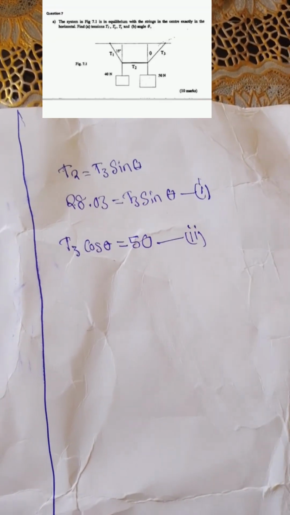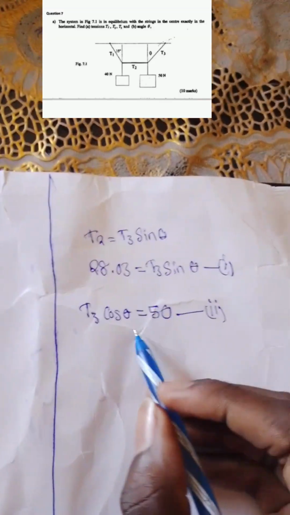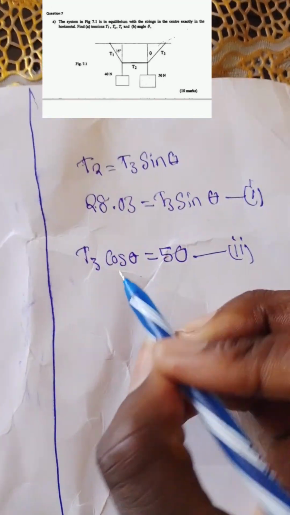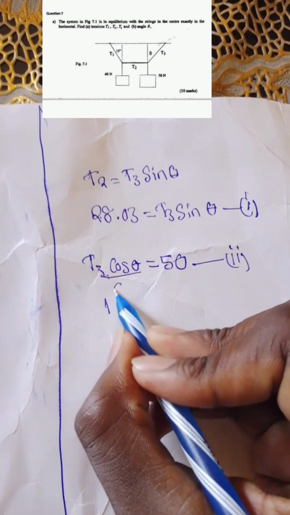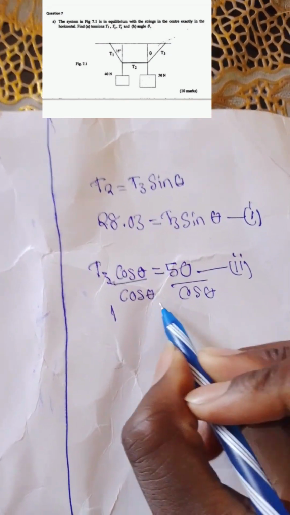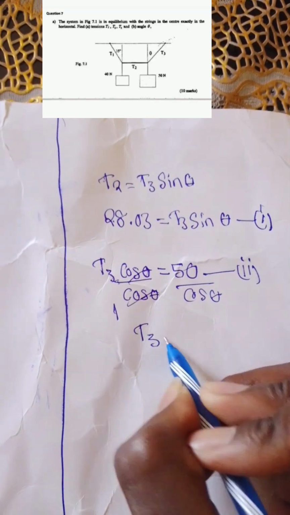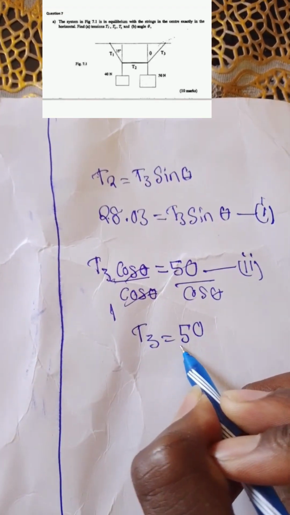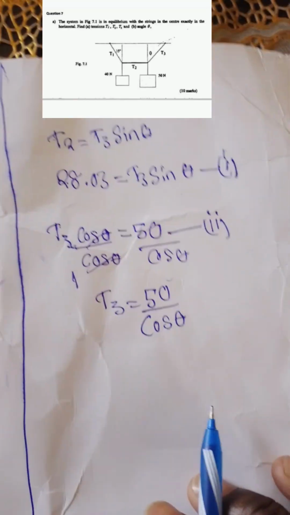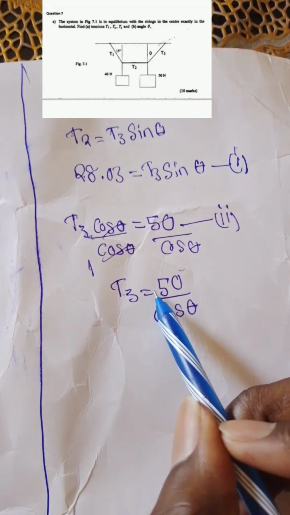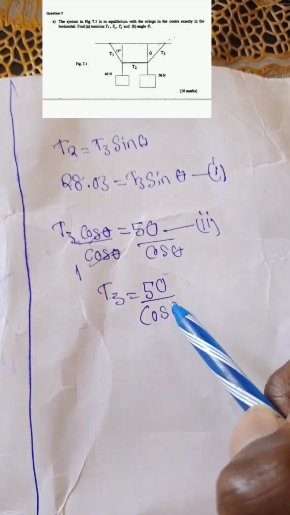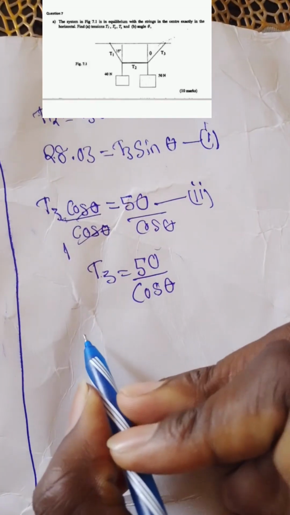So now what can we do here? We are going to make T3 the subject of the formula here on equation 2. So let me just say divide by cos theta, even here cos theta, this and this will cancel. T3 will be equal to 50 over cos theta. We are solving the two equations simultaneously by using the substitution method. Now T3 is equal to this, right? So we are going to go on equation 1. Here on T3 we are going to replace with this one.